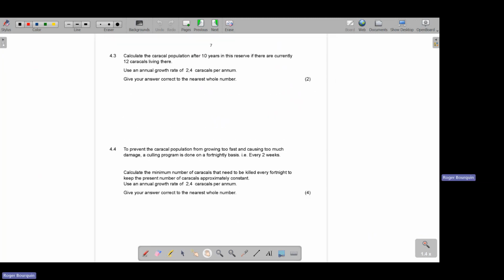Calculate the caracal population after 10 years in this reserve if there are currently 12 caracals living there. So now they give us P naught is equal to 12. And they remind us again that we must use an intrinsic growth rate of 2,4. So our formula is P to the n plus 1 is equal to P to the n times (1 plus 2,4). In other words, P to the n plus 1 is equal to P to the n times (1 plus r). So in other words, 1 plus 2,4, in other words, 3,4 times Pn.